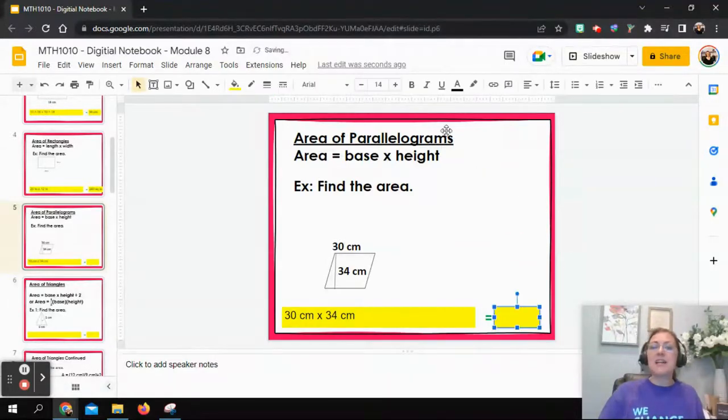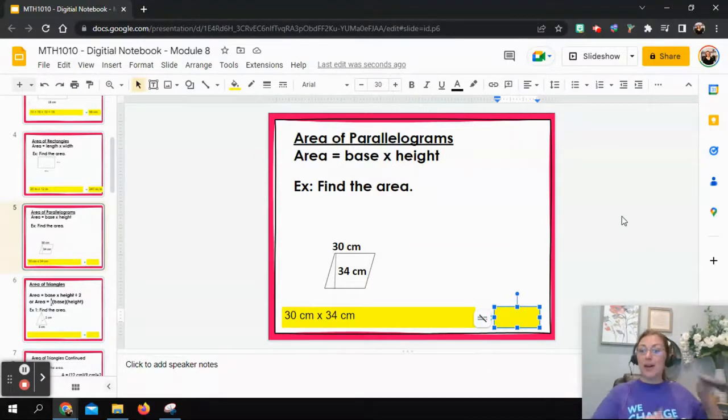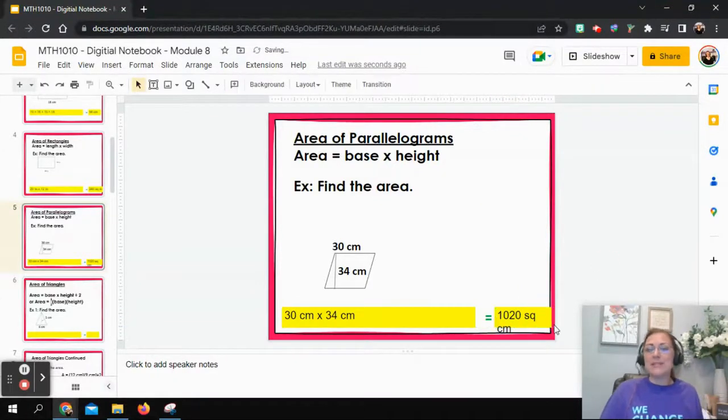Again, I'm making a big deal out of those units because I want you to see that we get square units. So 30 times 34, I'm going to pull out my trusty old 4-function calculator, and I get 1020 square centimeters for my units. Okay, pretty simple. One thing I love about our digital notebooks is that this digital notebook has the formulas in it. So while you're working on homework, you can go back and look at it for the formulas you may need for each of these shapes to do the area.